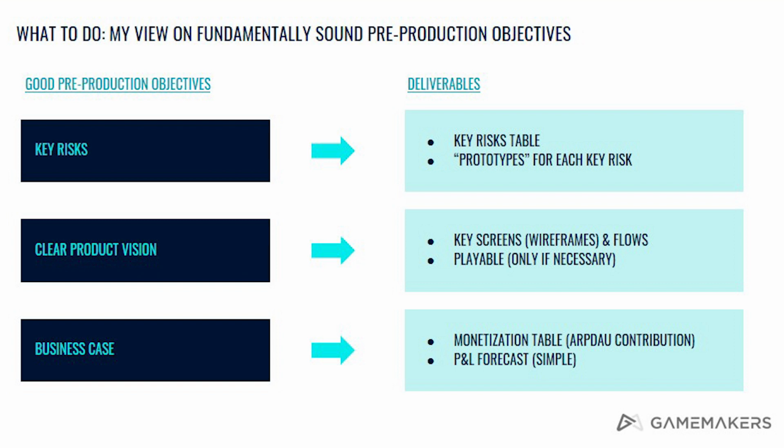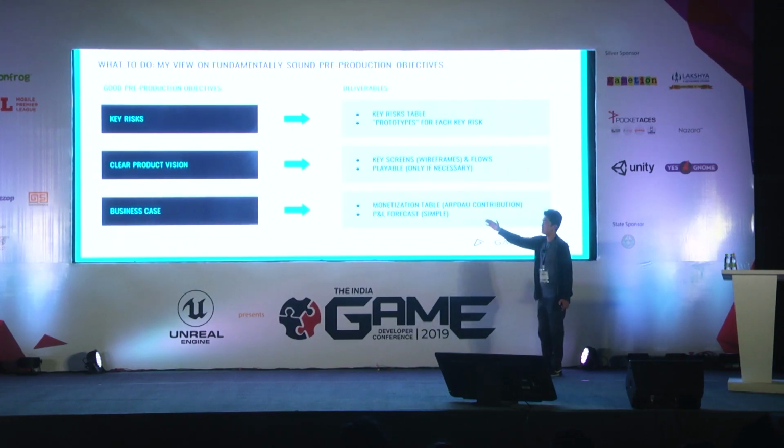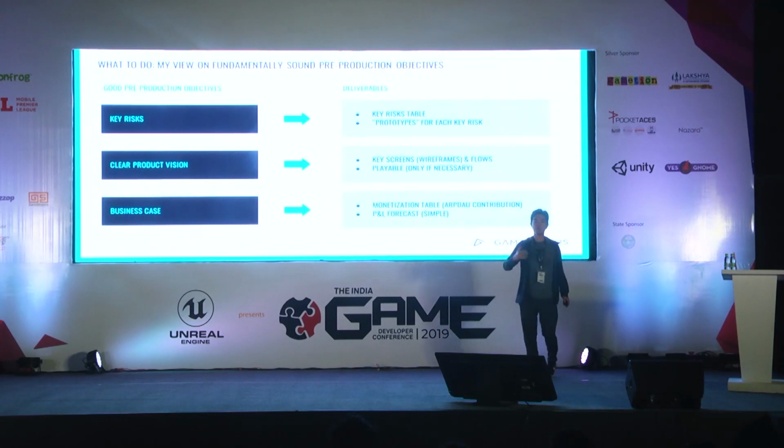The second objective is having a clear product vision. In my opinion, you should not go into production until everyone on the team has a clear idea of what the product actually is. And so some of the deliverables that I like to see in terms of communicating this clear product vision is something that I call key screens in terms of wireframes and flows, and only to have a playable, only if necessary. And that depends on the situational context for the specific game.